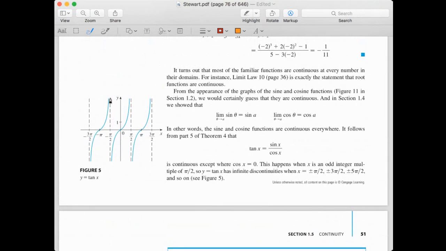Tangent function, right? We say it is discontinuous at pi over 2, negative pi over 2, 3 pi over 2, 5 pi over 2, all those odd multiples of pi over 2. Tangent is discontinuous at those points.